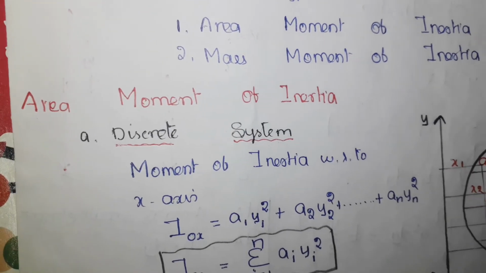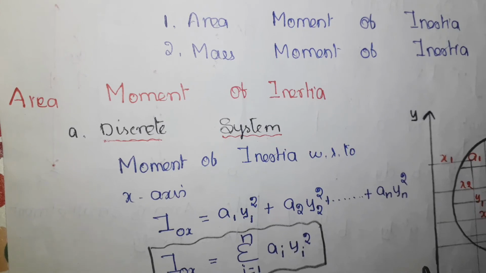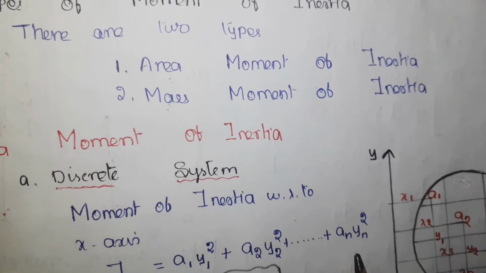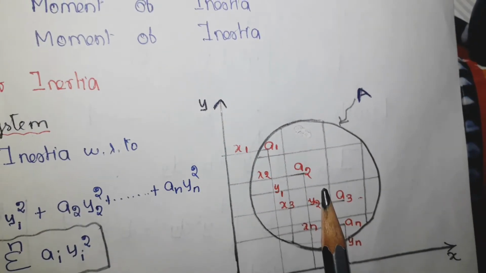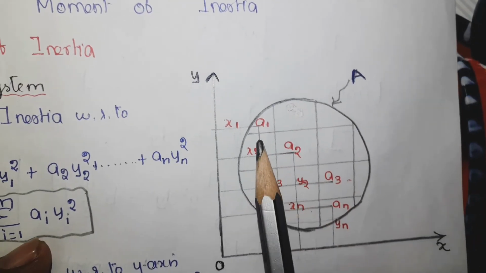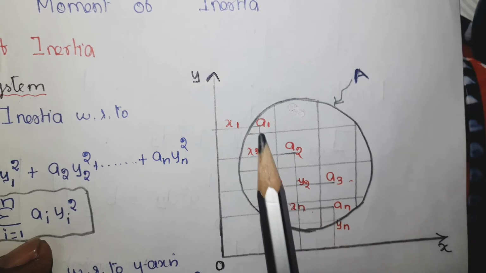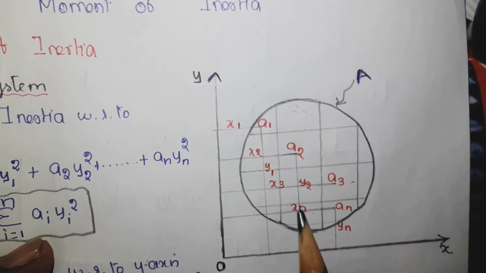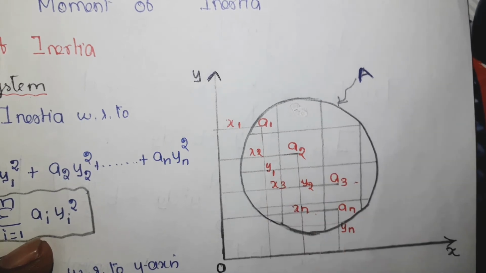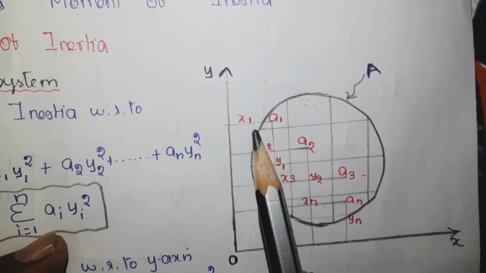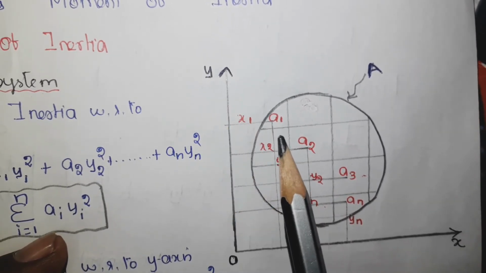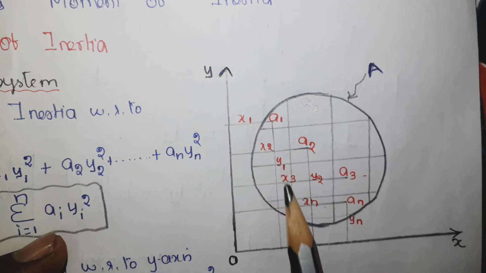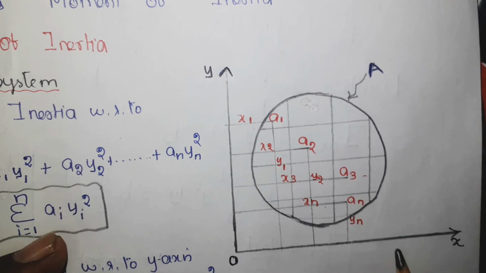Now let us go to area moment of inertia. There are two types. First one is discrete system and second one is continuous system. In the discrete system, let me take an area A, which is distributed from A1 to AN, and it is a finite distribution where we are able to count the number of small areas. Here x1 is the distance between the y axis and a1, and in a similar way y1 is the distance between a1 and the x axis.